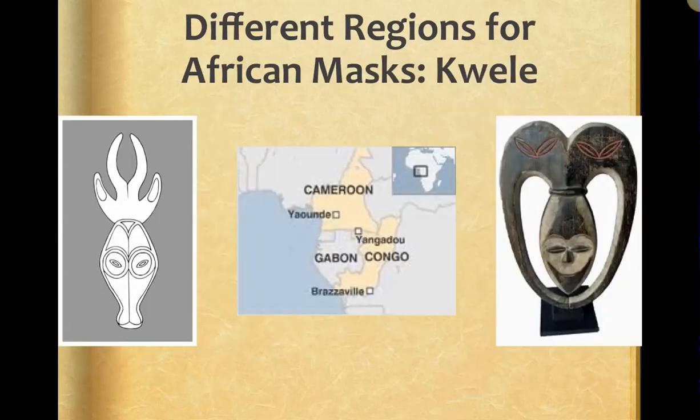The Kwele are known to believe in witchcraft. Because of this, they blame all of their personal and social disparities on this idea. The Kwele occupied a large area of forested land. This land stretches across the borders of Gabon, Cameroon, and the Congo.